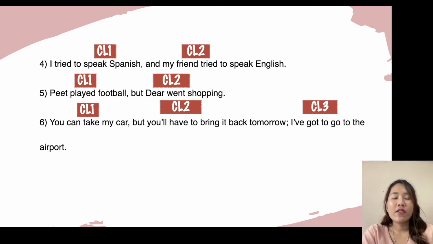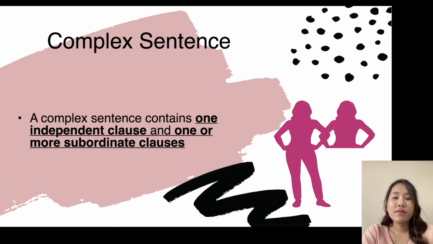Simple as that. If you have 2 independent clauses or more than 2, and all the clauses there are independent clauses, it is the compound sentence. Next, let's move to complex sentence.